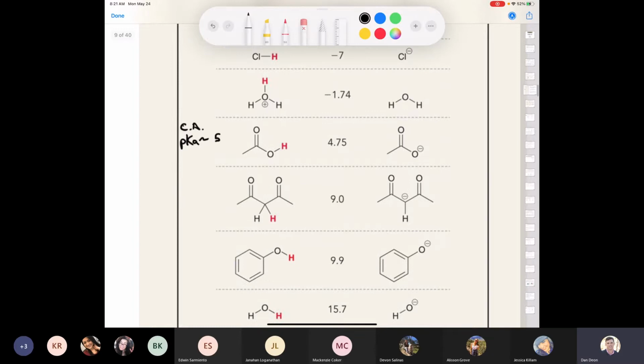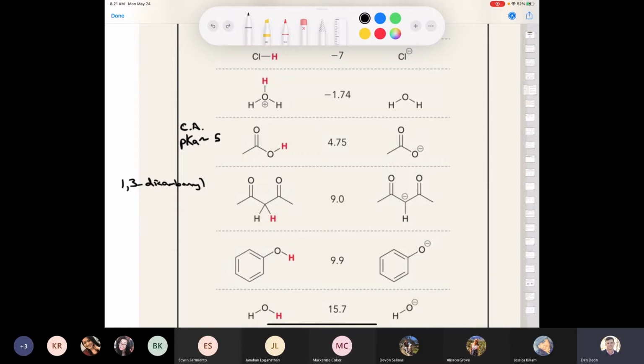The next one here is called a 1,3-dicarbonyl. The reason we call it a 1,3 is because you have a carbonyl at 1, and you have a carbonyl at 3. We actually see a lot more of these in organic chemistry too. And you might be like, oh, Mr. Dion, with the organic chemistry too again. It's not the class I signed up for.